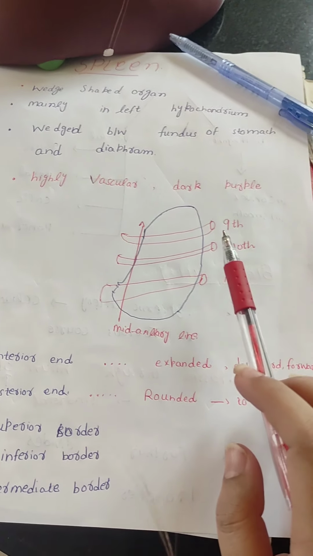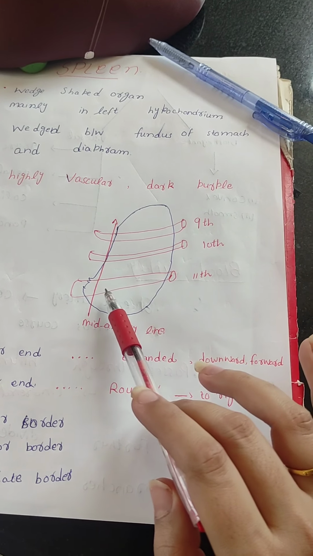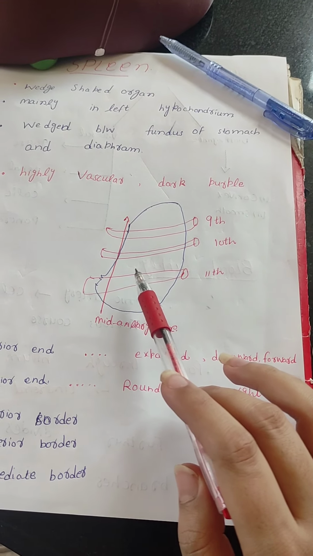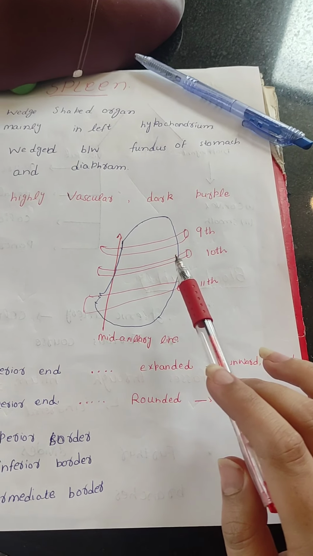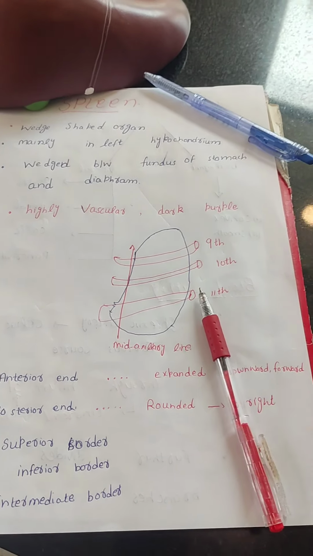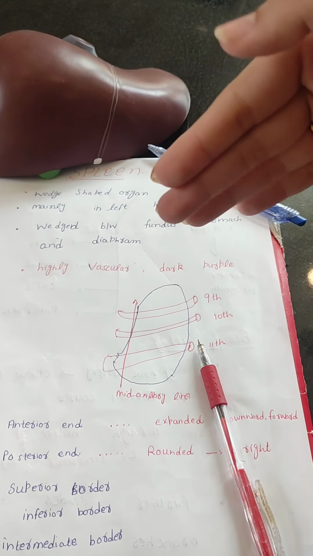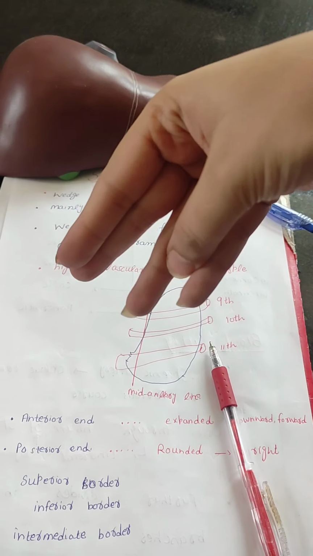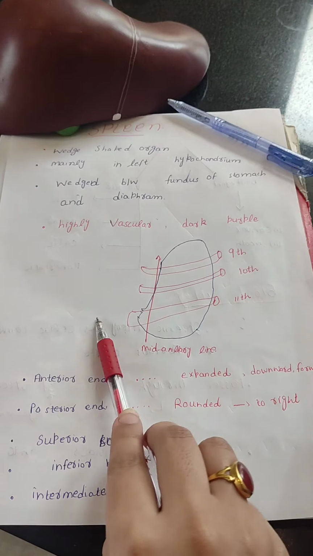It is lying in relation with the stomach and along the 9th, 10th and 11th ribs. It's an important MCQ where they ask around which ribs it's lying. So it's 9, 10 and 11. It's lying obliquely in the left hypochondrium but it's pointing towards the right iliac fossa.